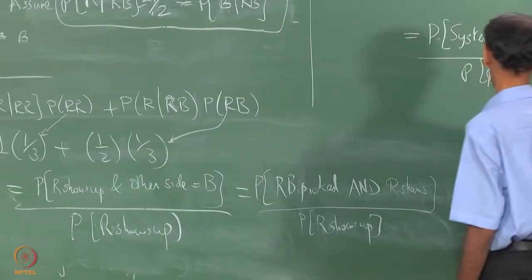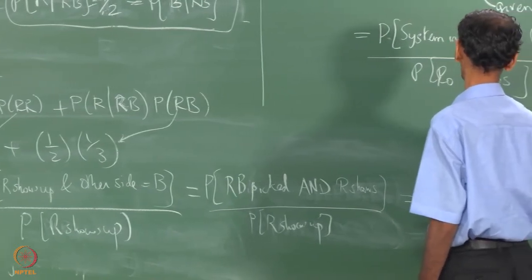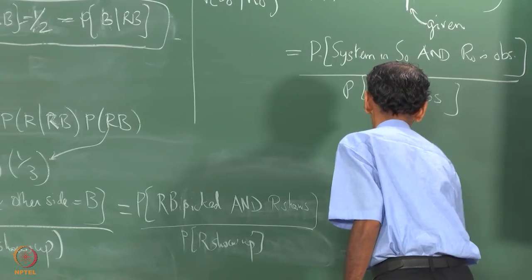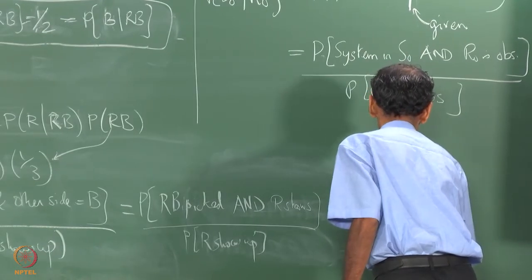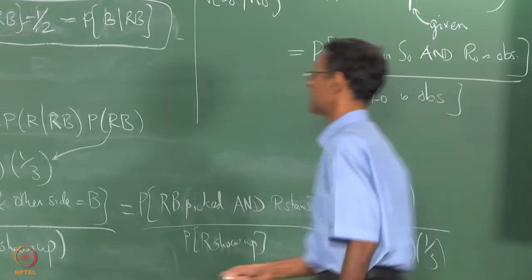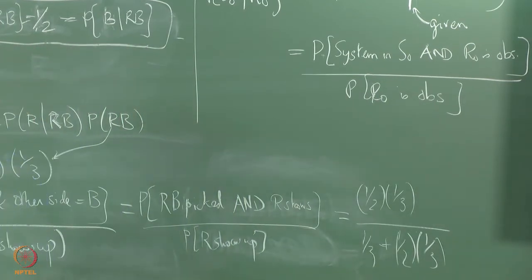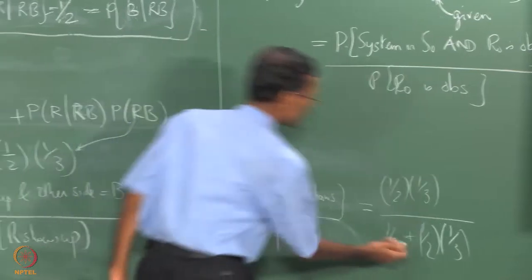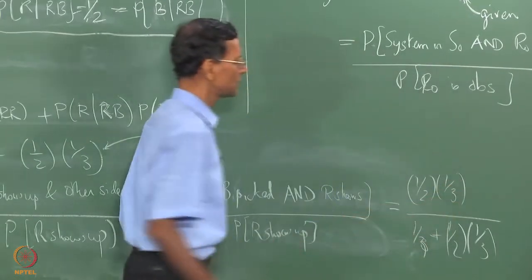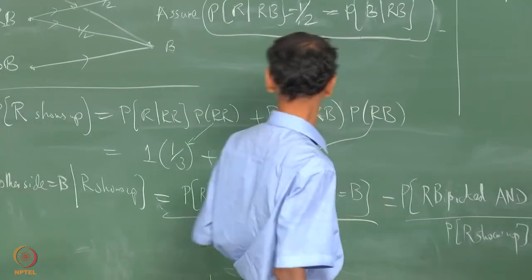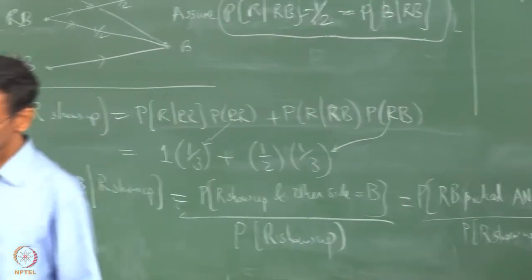So half into 1 by 3 divided by 1 by 3 plus half into 1 by 3. So this is why you get what you get, which is what? 1 by 3, right. So if you simplify this you get 1 by 3, isn't it?